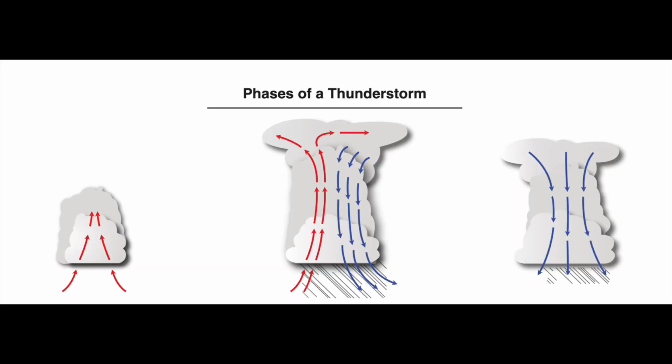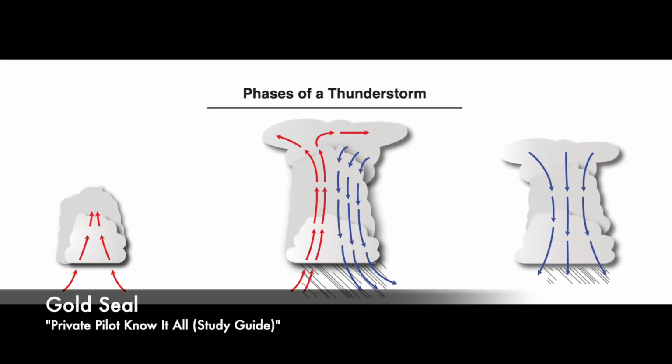Thunderstorms, microburst, wind shears. I'll go over this one pretty quickly. There are 3 stages of a thunderstorm. You've got your cumulus stage, your mature stage, and your dissipating stage. Cumulus, updraft, updraft, updraft, creating those big clouds. Mature stage, there's a mixture of downdraft and updraft.